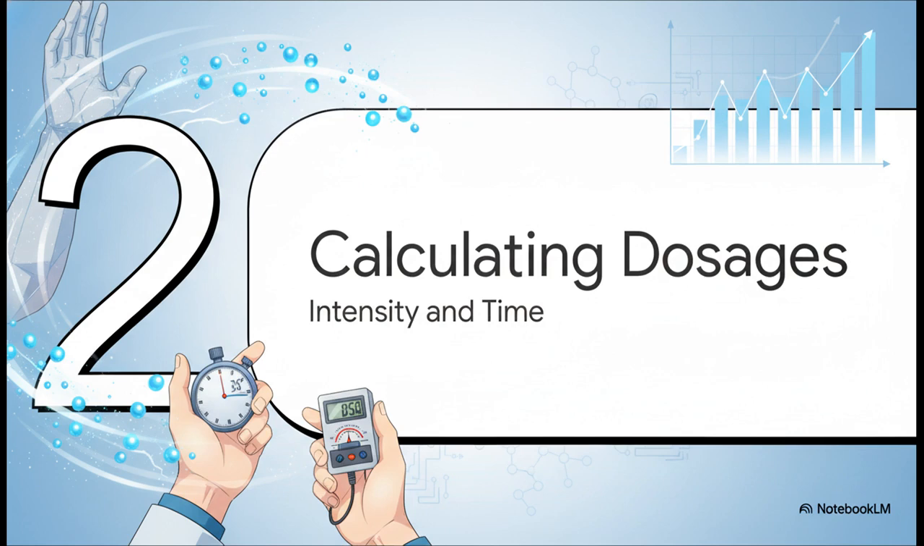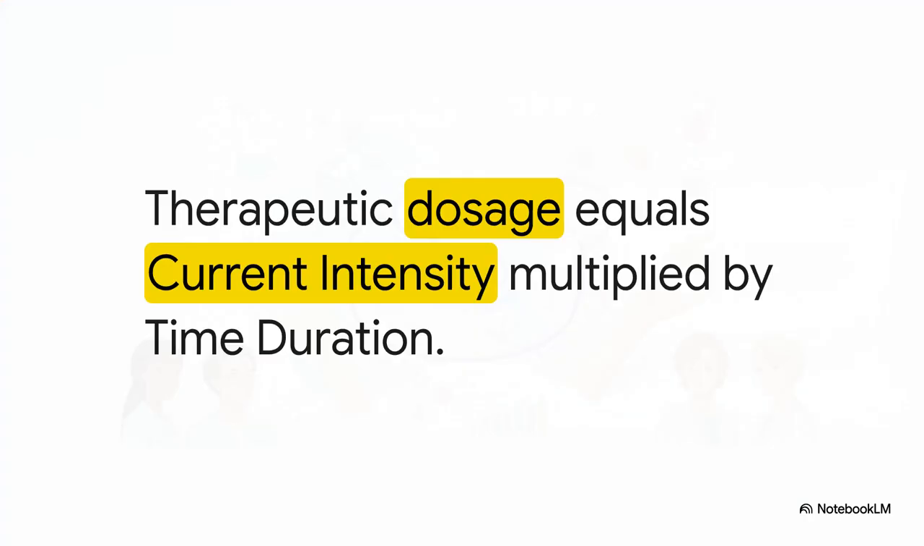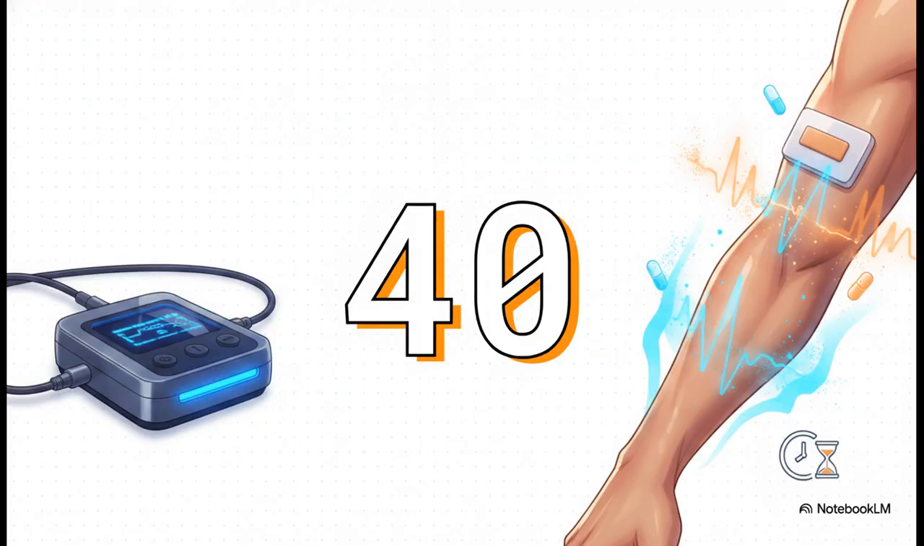This is all about balancing intensity and time. Okay, I need you to commit this formula to memory. Look at those keywords on the screen. Therapeutic dosage is always quantified as the product of current intensity, which we measure in milliamps, multiplied by time duration, measured in minutes. You really can't just look at intensity alone. It's the combination of how much current you're pushing and how long you're pushing it that determines the total medication delivered into the tissue.